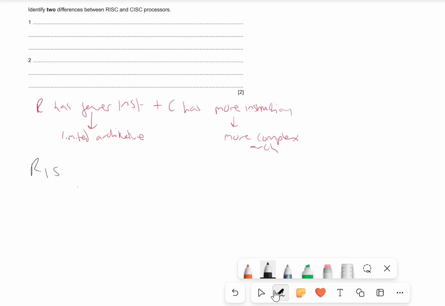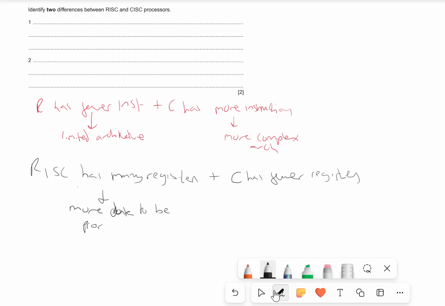The next difference, RISC has many registers, whilst CISC has fewer registers. This allows more data to be processed within the CPU, reducing the need for RAM access, while CISC relies more on memory access. So it tries to perform its calculations without having to store it within, well, let me rephrase that.